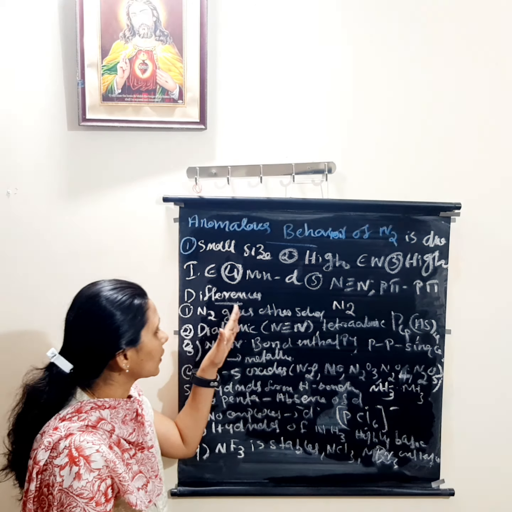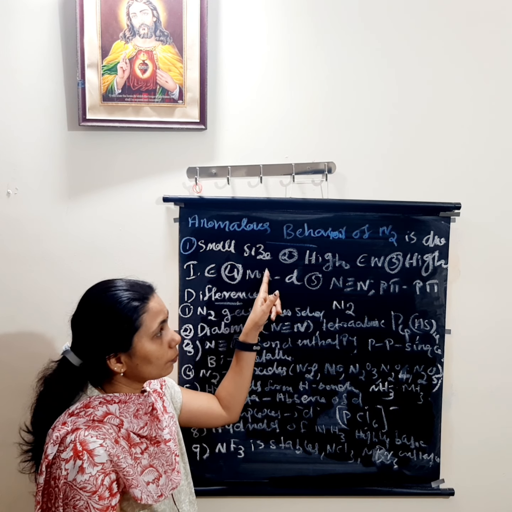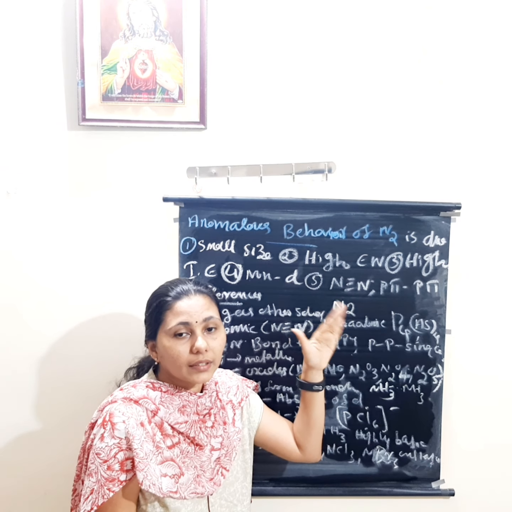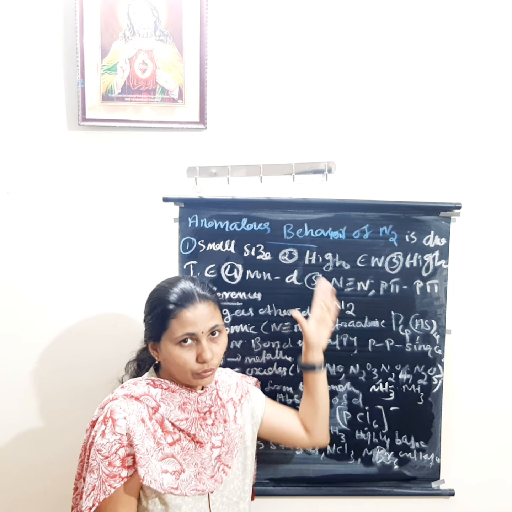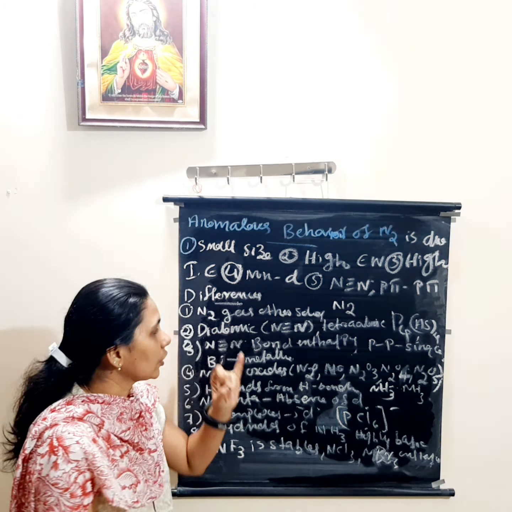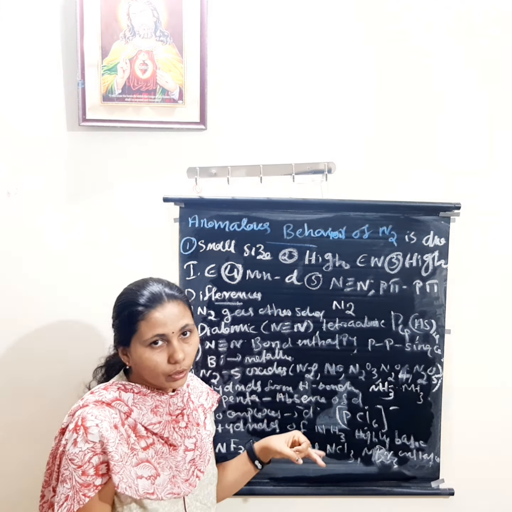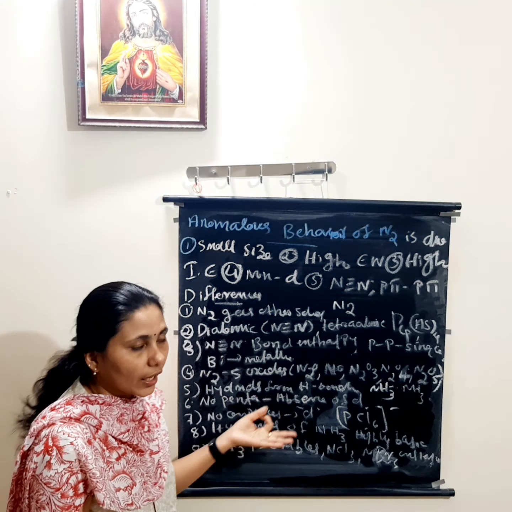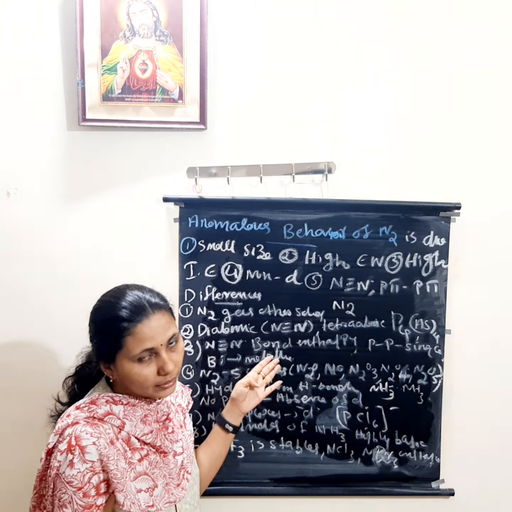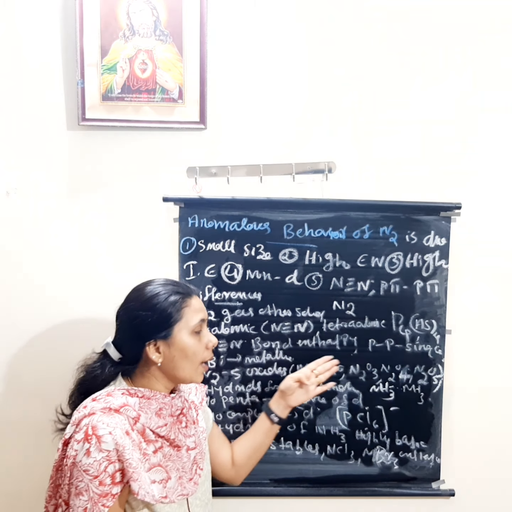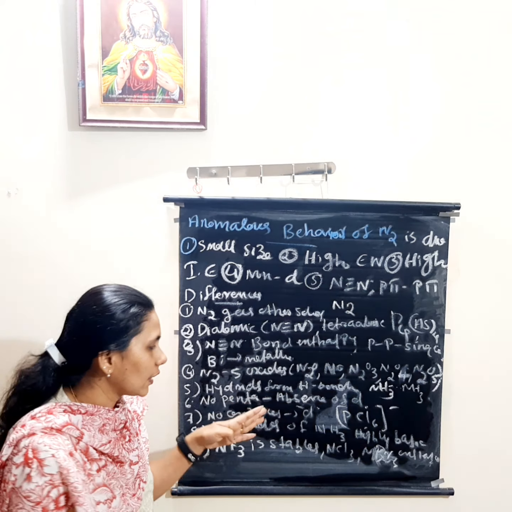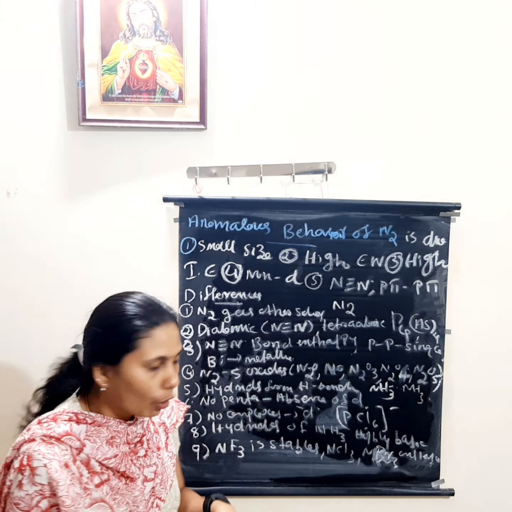So many differences are there from the other members. This is very important: the anomalous behavior of nitrogen from the other members of the family, and its reasons. Then what are the main points of difference? First one is nitrogen is a gas but the others are solids. Then nitrogen is diatomic but the others are tetraatomic. Then nitrogen has a triple bond, that's why bond enthalpy is more, but the others have single bonds. Then nitrogen forms 5 oxides but the others form a maximum of 2 oxides.